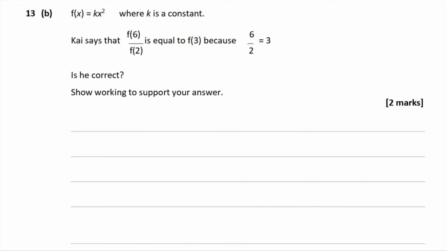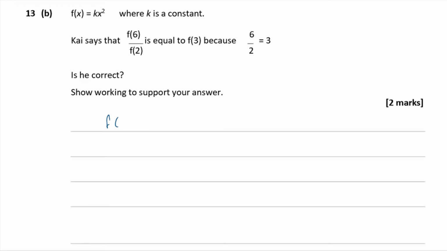Question 13b. f(x) equals kx squared, where k is a constant. Kai says that f(6) divided by f(2) is equal to f(3), because 6 divided by 2 is equal to 3. Is he correct? Show working to support your answer. I don't think it is correct, because it would be correct if it was a linear equation, but it isn't. It's a quadratic, so I don't think it's going to work. Anyway, let's work it out and find out.